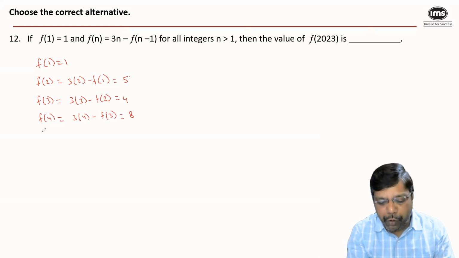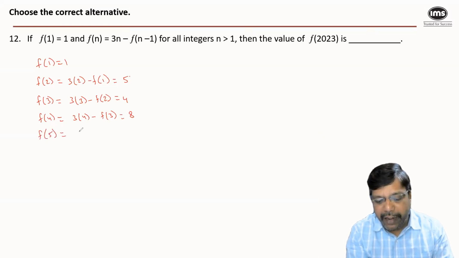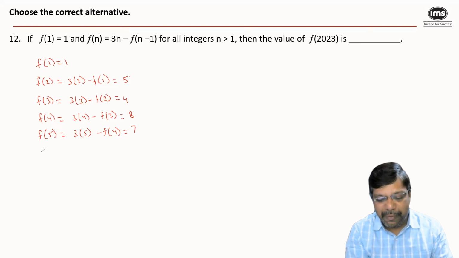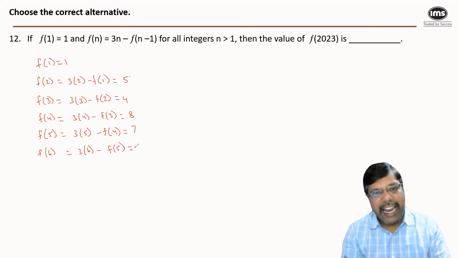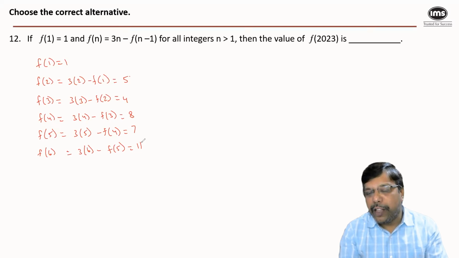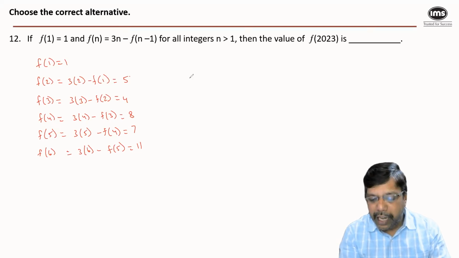Let's take a couple of more values. F of 5 is 3 into 5 minus f of 4, so 15 minus 8, 7. And f of 6 is 3 into 6 minus f of 5, which is 18 minus 7, 11. Let us take a pause here and see if we can identify a pattern with the values we have at hand. Now, 1 followed by 5, 4, 8, 7, 11.